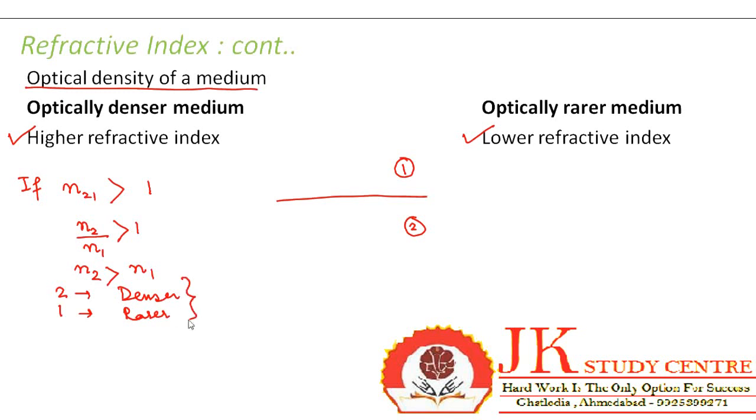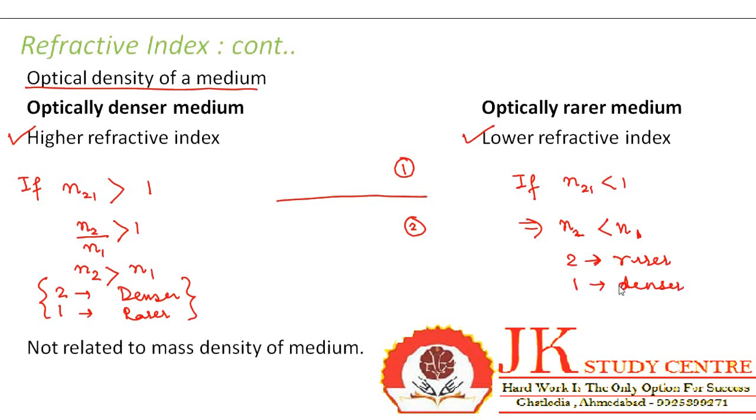So here denser and rarer means optically denser and optically rarer. Similarly, if we say that n21 is less than 1, this implies that refractive index of 2 is lesser than refractive index of 1. This means that 2 is a rarer medium and 1 is a denser medium.